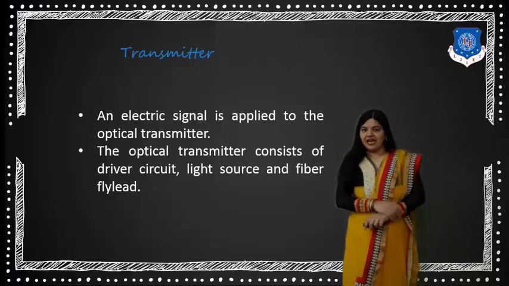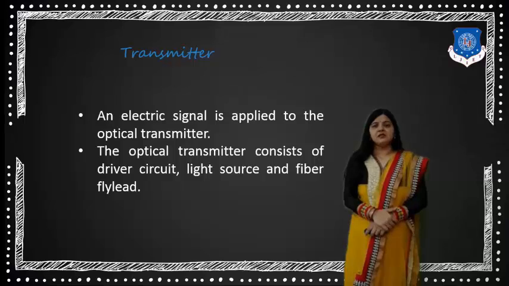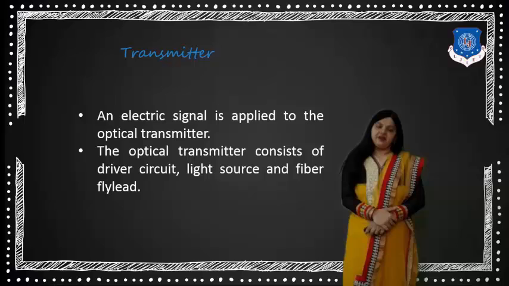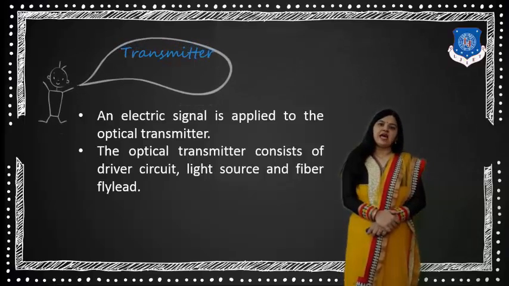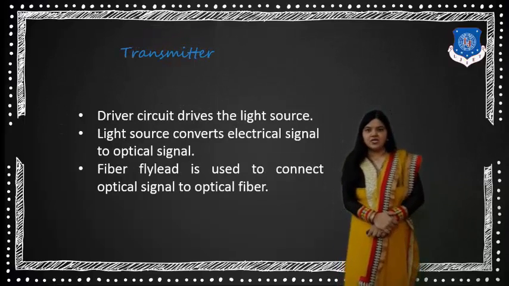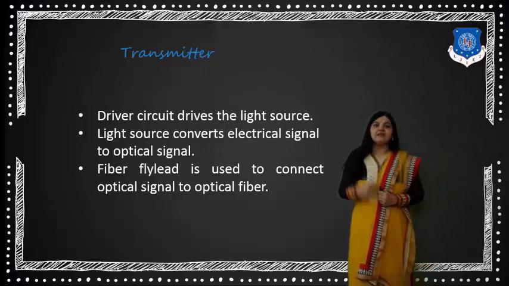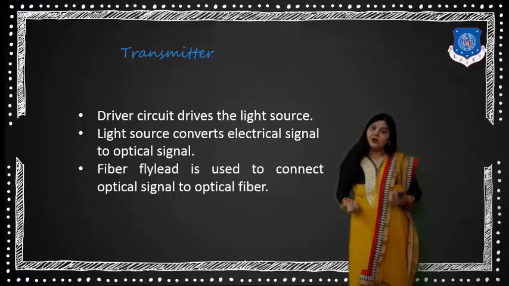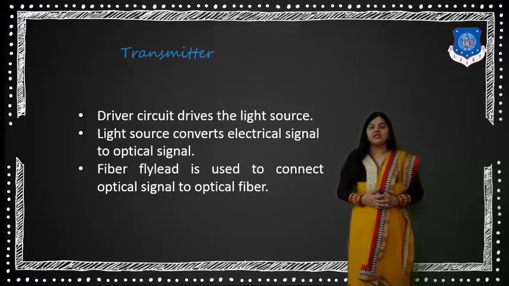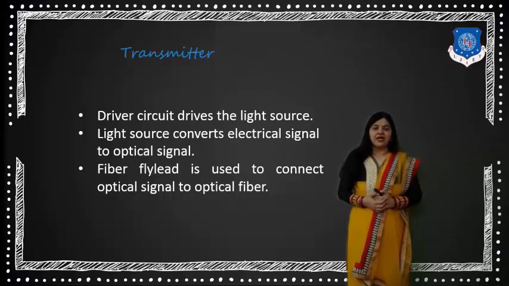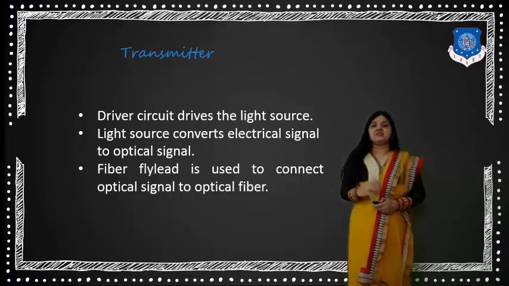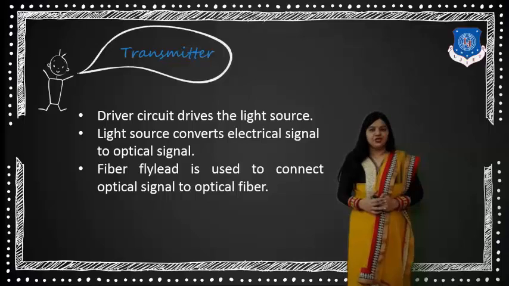So at the transmitting end, the electrical signal is applied to the optical transmitter, which consists of a driver circuit, a light source, and the fiber fly lead. Okay, what is the use of the driver circuit? It drives the light source. The light source, what will it do? It converts the electrical signal into the optical form. The fly lead is used to connect the optical signal to the optical fiber.